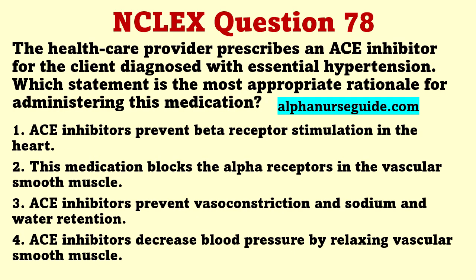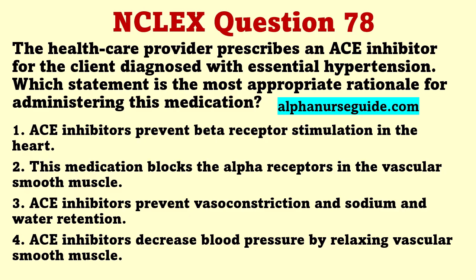The healthcare provider prescribes an ACE inhibitor for the client diagnosed with essential hypertension. Which statement is the most appropriate rationale for administering this medication? 1. ACE inhibitors prevent beta receptor stimulation in the heart. 2. This medication blocks the alpha receptors in the vascular smooth muscle. 3. ACE inhibitors prevent vasoconstriction and sodium and water retention. 4. ACE inhibitors decrease blood pressure by relaxing vascular smooth muscle. The correct answer is 3.